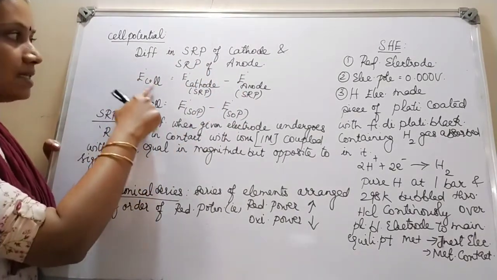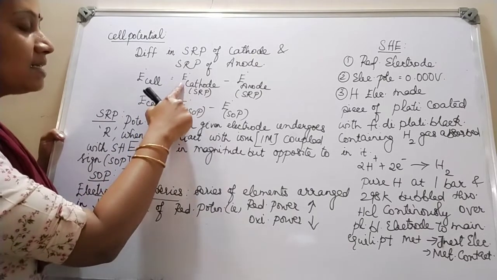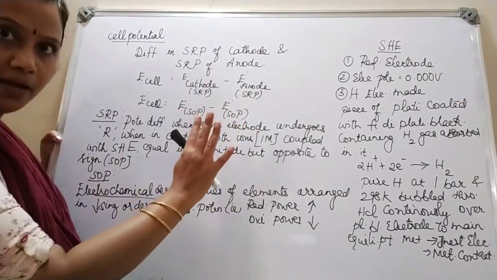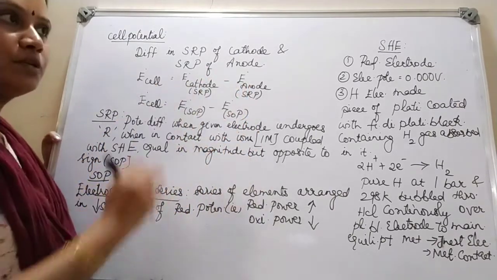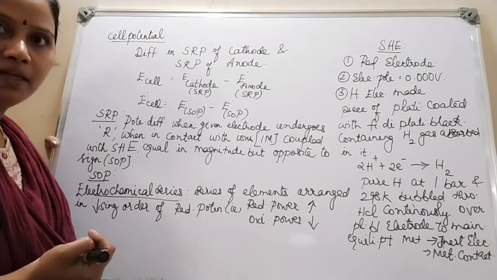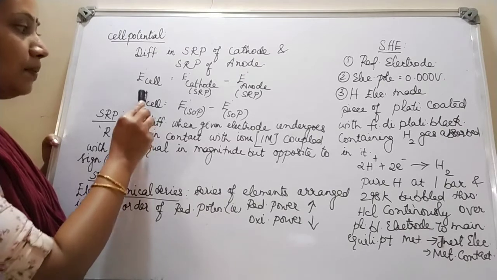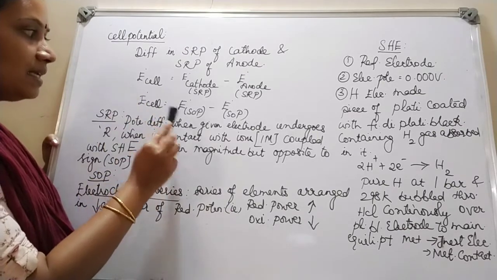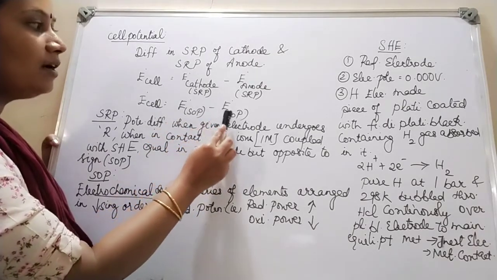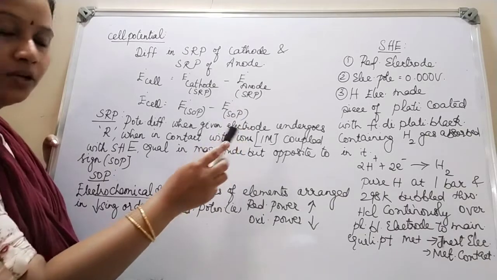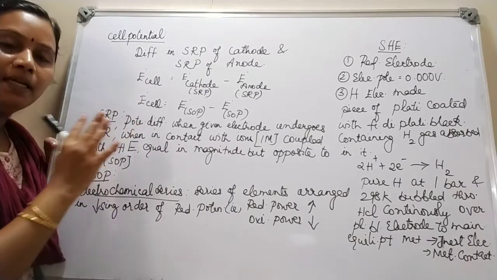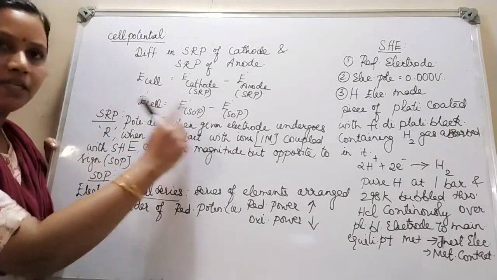That is, cell potential is indicated as standard reduction potential at cathode minus standard reduction potential of anode. Now I was just writing this expression in terms of reduction potential. In terms of oxidation potential, the standard cell potential is equal to standard oxidation potential at cathode minus standard oxidation potential of anode. So this is cell potential in terms of reduction potential and oxidation potential.